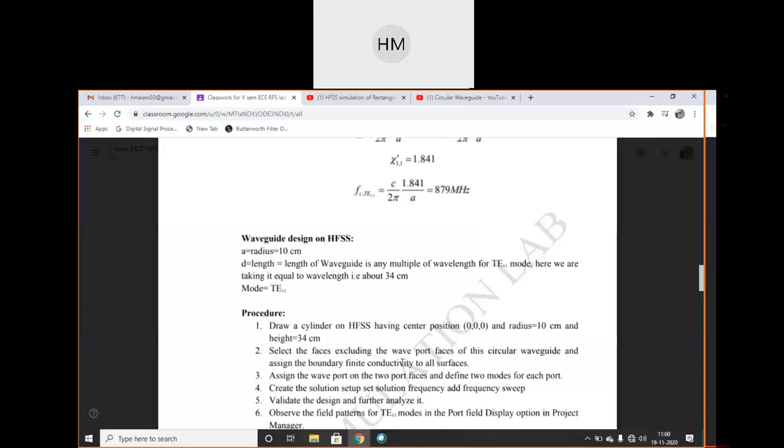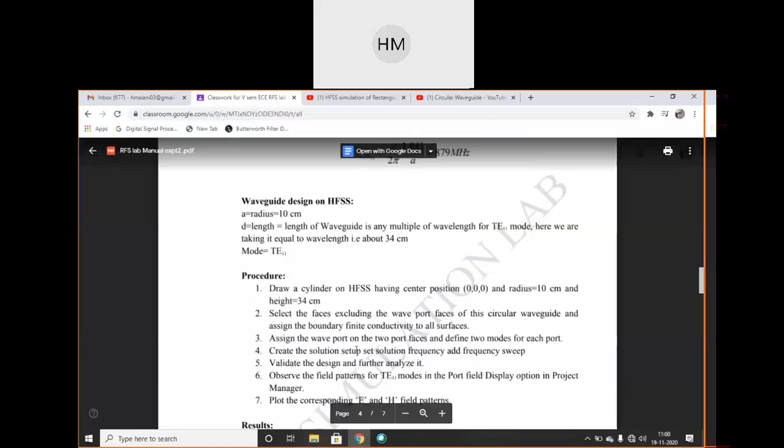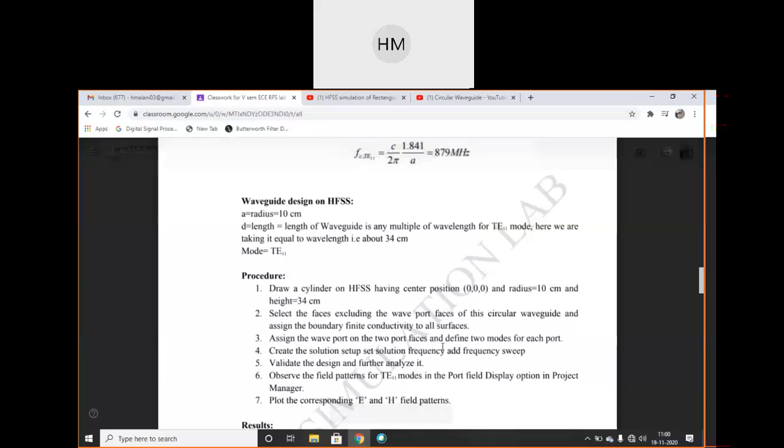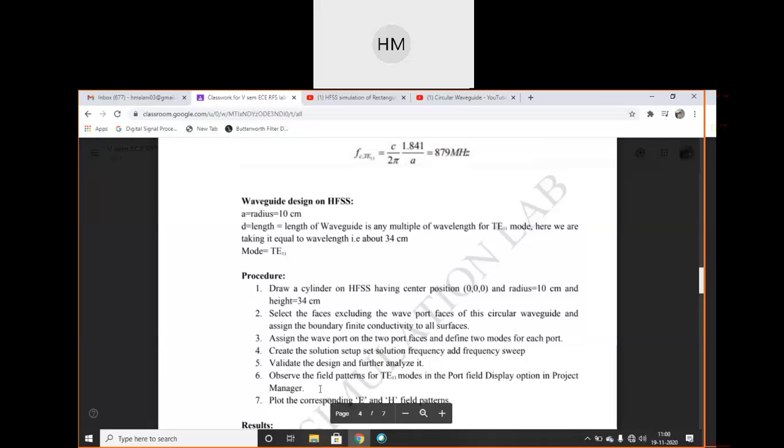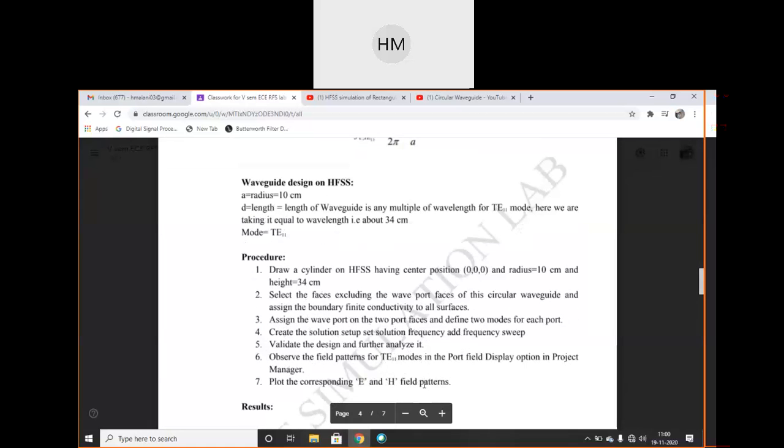Create the solution setup. Set solution frequency, add frequency sweep. Same steps which you followed earlier. We have to analyze that only. Validate the design and further analyze it. Observe the field patterns for TE11 modes in the port field display. So these steps are important when we are designing, and you should remember these steps. These steps are fixed.